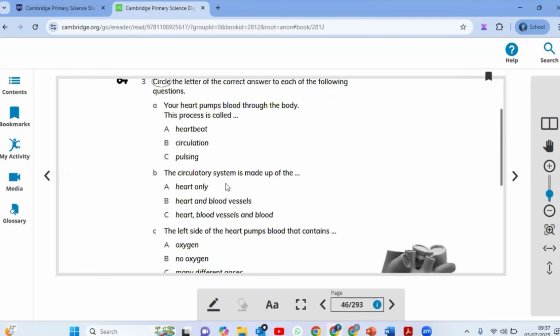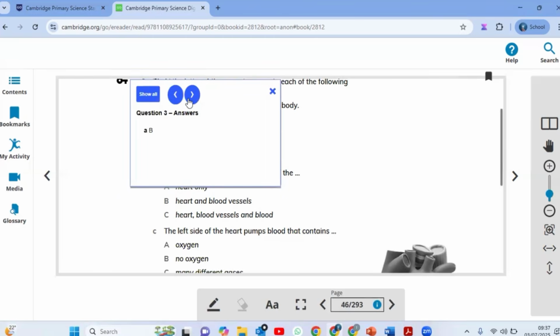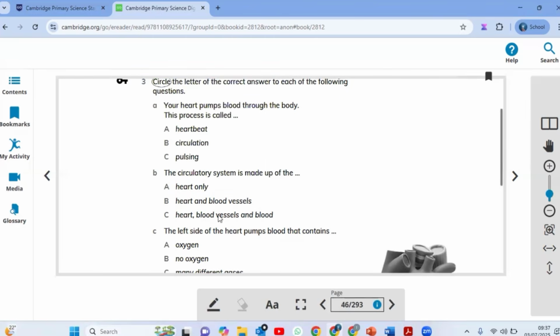Let's go for question 2. The circulatory system is made up of heart only, heart and blood vessels, or heart, blood vessels, and blood. What do you think? Is it A, B, C? So again, it is C, heart, blood vessels, and blood.